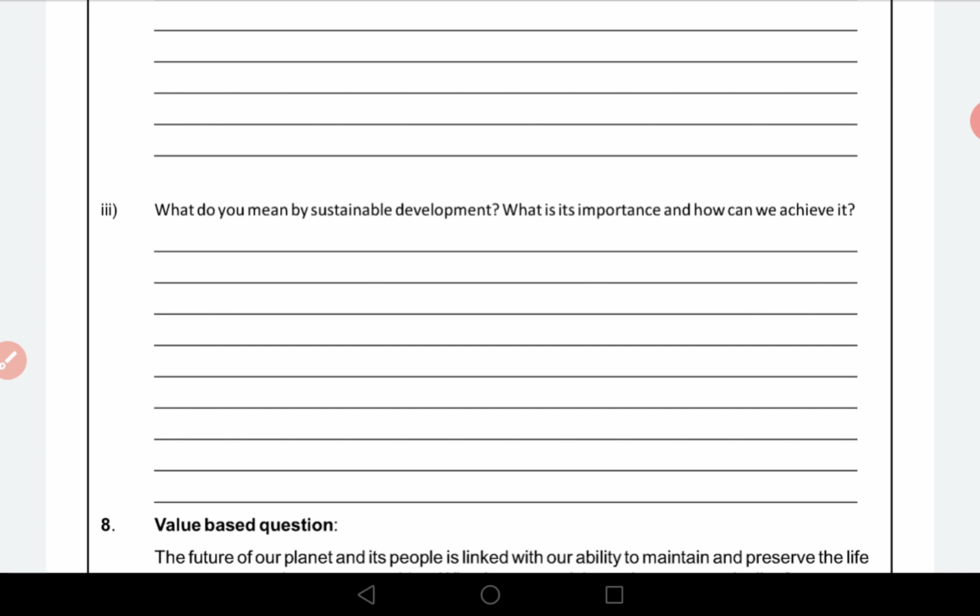It is very important because if we adopt the policy of sustainable development, the natural resources can be forwarded to our future generation. And how can we achieve it? We can achieve sustainable development, first, by minimizing the use of natural resources and adopting the policy of 3R, that is reduce, reuse and recycle. Second, by educating people about the importance of nature. And third, by planting large numbers of trees. So these are a few ways by which we can achieve sustainable development.